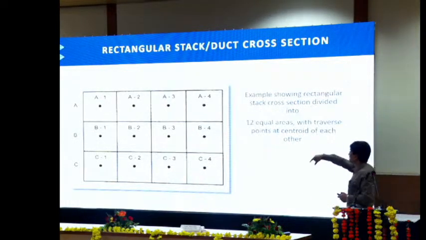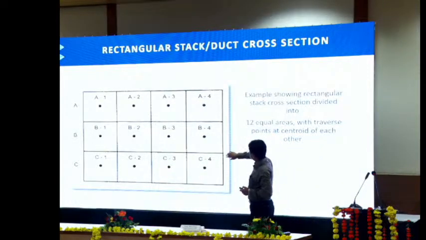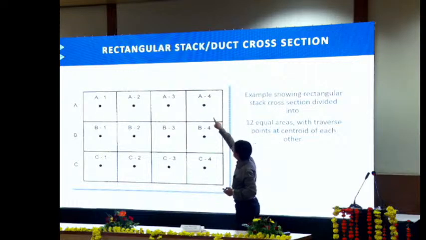Same way for the rectangular duct also. It is a rectangular duct, so you need to at least have 1, 2, 3, another 1, 2, 3, 4.